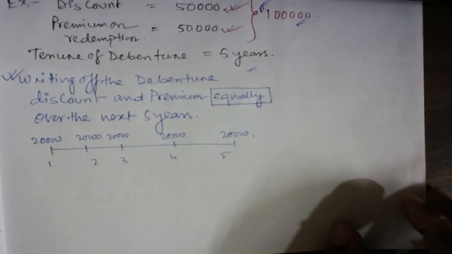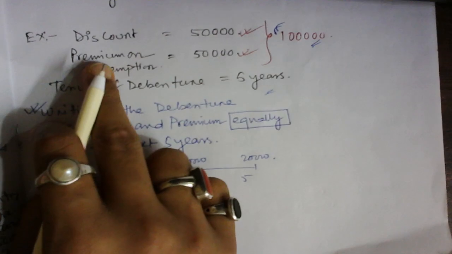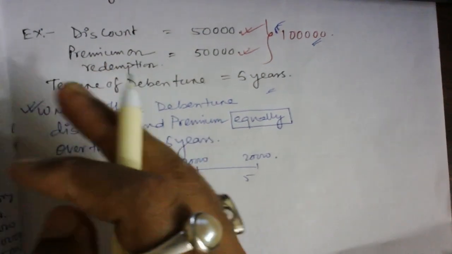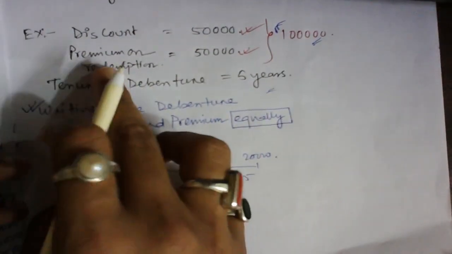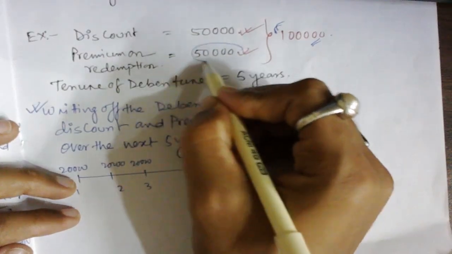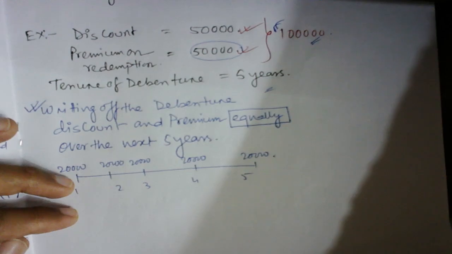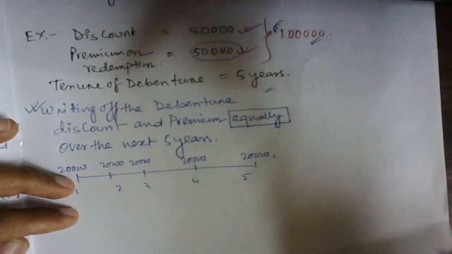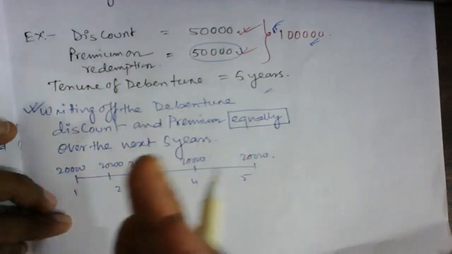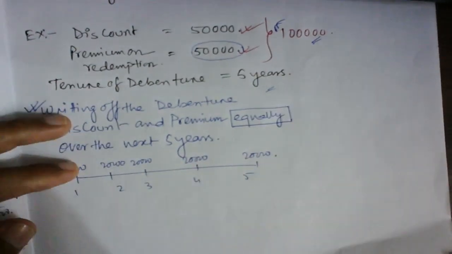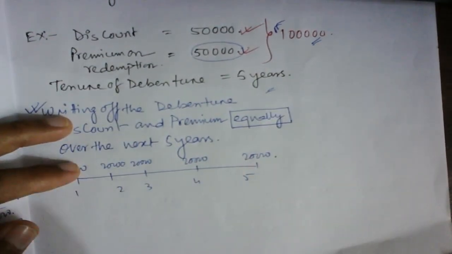Because see, the premium, whatever the premium you are seeing here, we need to write off over a future date. The 50,000 rupees will be paid at the end of the 5th year, not right now. It's a true fact, not right now. It will be paid after 5 years. Correct. But we are going to start adjusting today itself, so that after 5 years we are not going to take the burden of the 50,000 in a single year or in a single term.